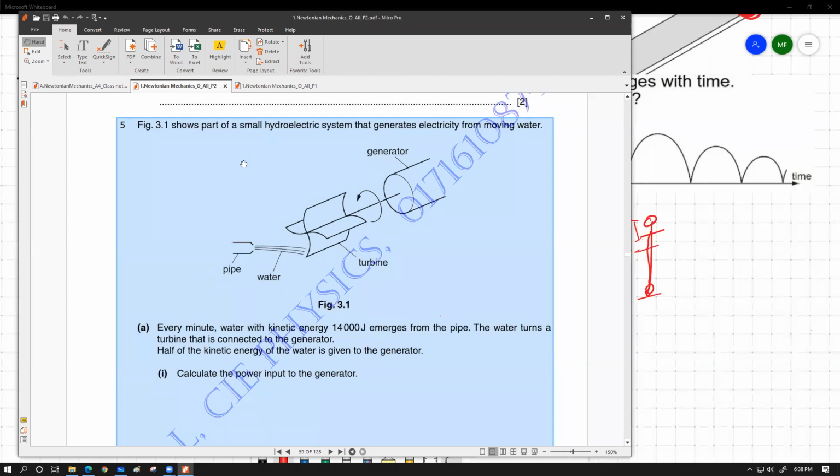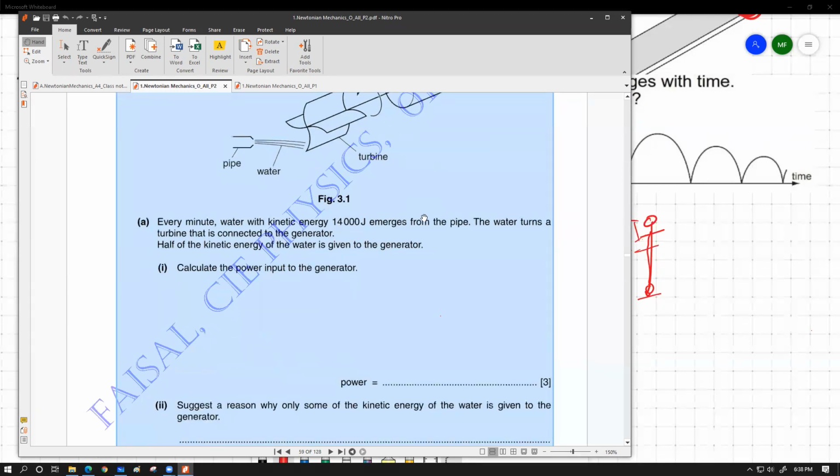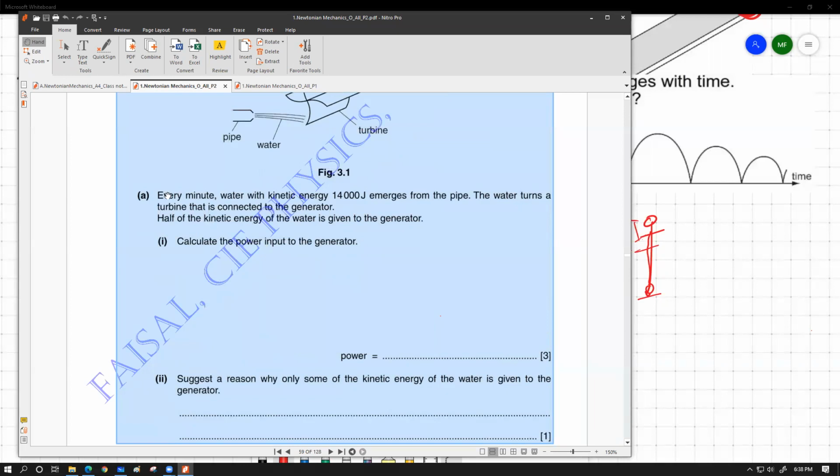Thanks for understanding. Okay, question 5 says figure 3.1 shows a small hydroelectric system that generates electricity from moving water. So you can say we have a pipe, water coming out, and there is a turbine with 4 blades over here, and then this is starting a generator. Pretty simple stuff. Every minute, important information.